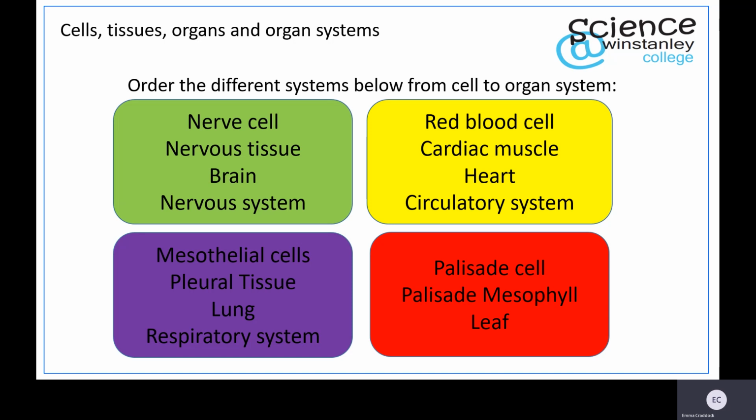Lastly, penultimately, we have mesophyll cells. These mesophyll cells make up mesophyll tissue. These make up part of your lung, which is your organ, and your lung is part of your respiratory system. And then the plant example is you have a palisade cell, which makes up palisade mesophyll, which then is part of the organ, which is the leaf.